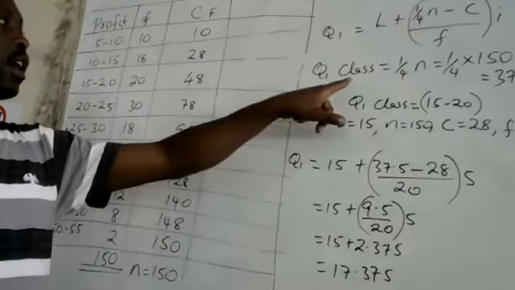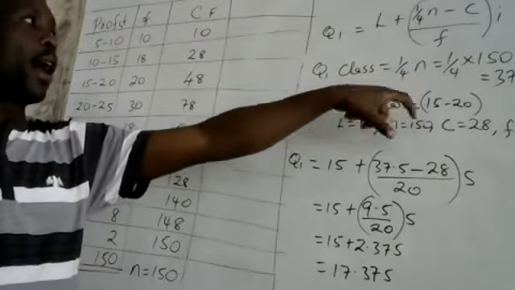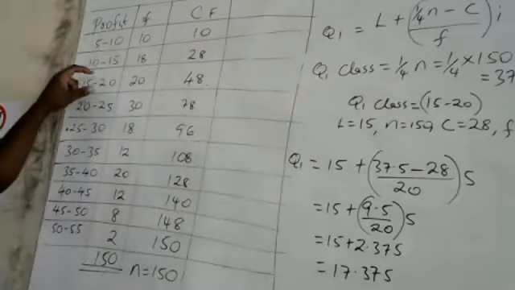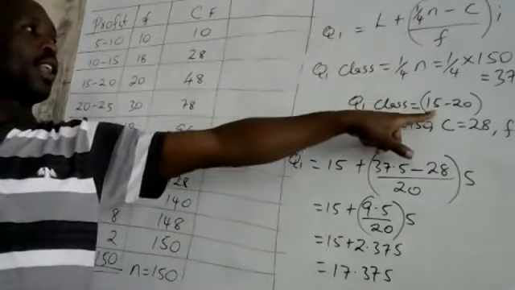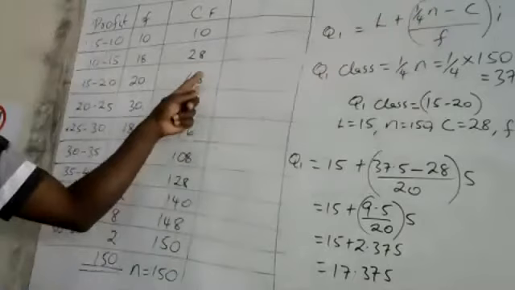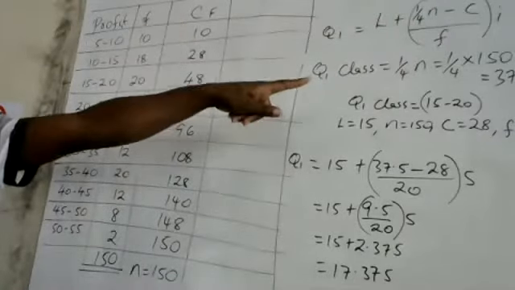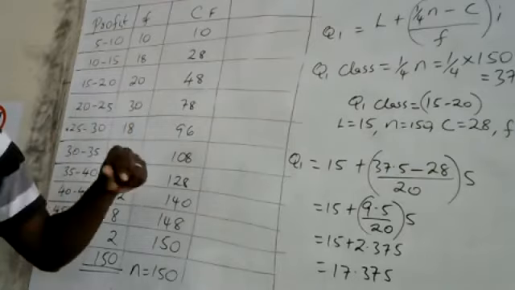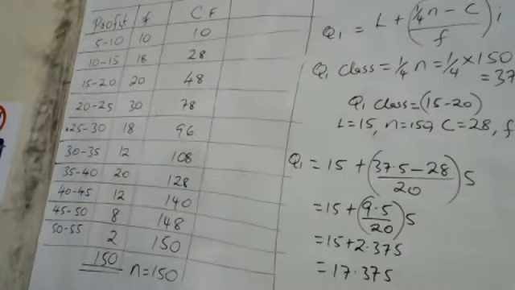The key thing is to get the lower quartile class, which is given by 1 over 4n. After getting that, you locate the class. The moment you have the class, the L is going to be the lower limit of that class. C is the cumulative frequency above the class that you have selected. And then F is the individual frequency of that class. And I is the class interval, which is the upper limit minus the lower limit. Like that.